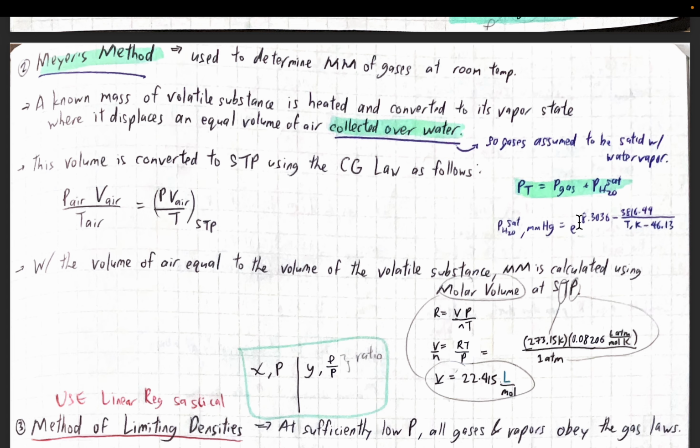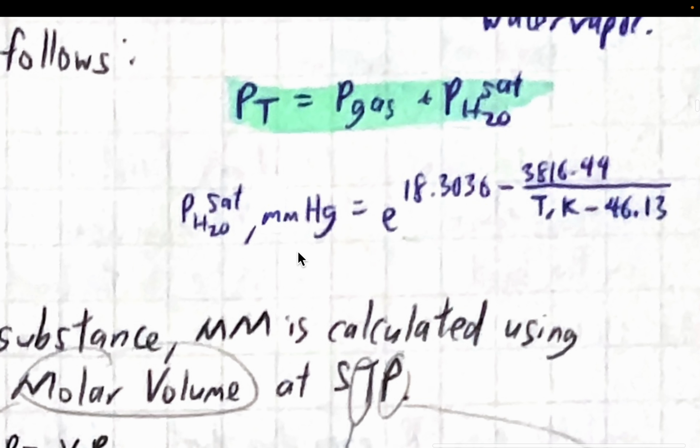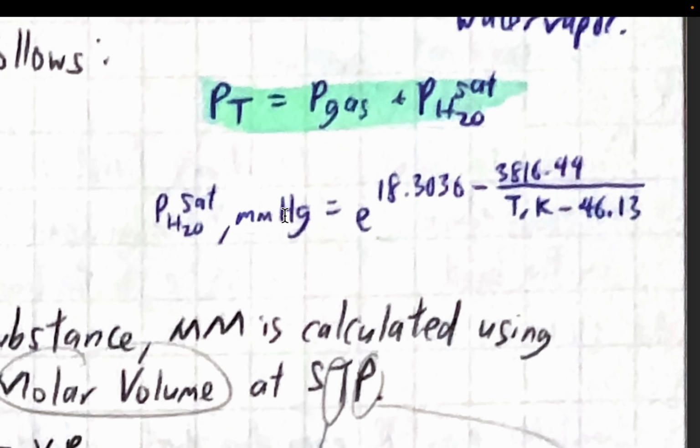Also, don't forget the Antoine equation. This was taught in your chemical engineering calculations. Here, it's still important, no? So, P water sat in millimeters mercury. It's supposed to be in millimeters mercury. Okay? Then, after the Antoine equation, that's when you can convert mmHg into other units, no? Just make sure that right now, everything is in millimeters mercury.